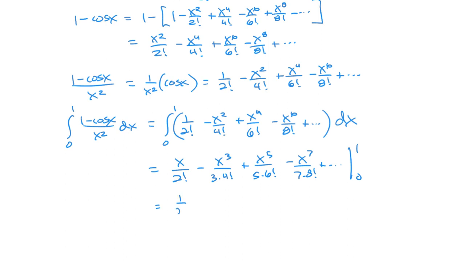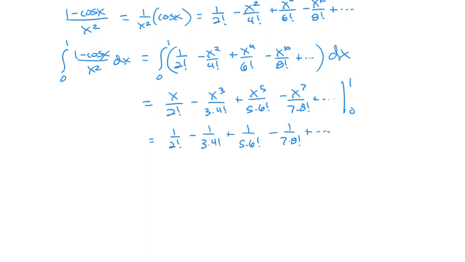we get 1 over 2 factorial minus 1 over 3 times 4 factorial plus 1 over 5 times 6 factorial minus 1 over 7 times 8 factorial. And then it keeps going, of course, if I want the exact answer. But just to get an approximation, let's see how close we are. Okay, I just want to add together these 4 terms, which is definitely an approximation, right? Because to get the exact answer, I would have an infinite number of terms here, right? This is an infinite series.